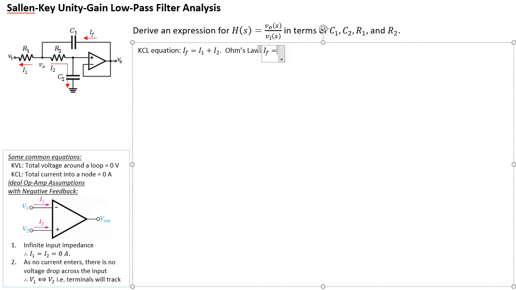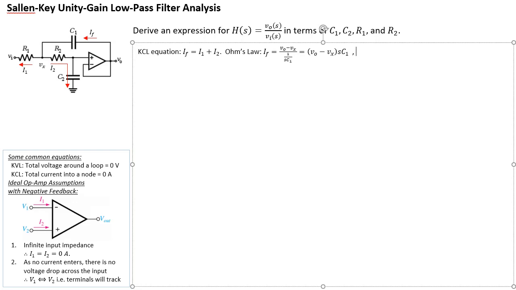IF is going to be equal to V over R, where V is VO minus VX, all divided by, well, not C1 obviously, but the impedance of C1, which is 1 over SC1. So that's going to be equal to VO minus VX, times, of course, SC1. So that's our first equation for IF.